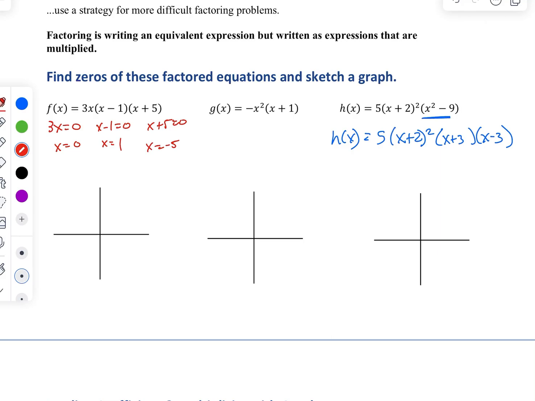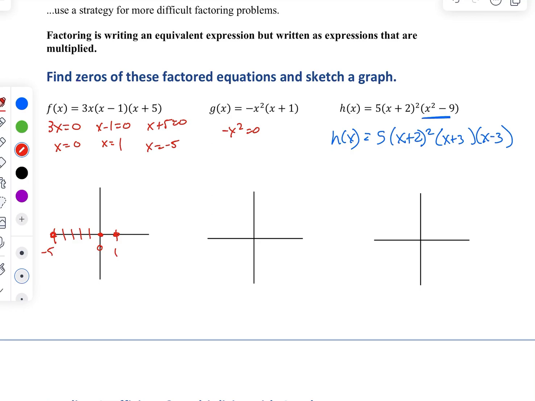So that's really the reason why those signs are changing, is because we're solving for x in these little mini equations. So I'm going to mark these points because these are our x-intercepts. Okay, let me find it for the next one.